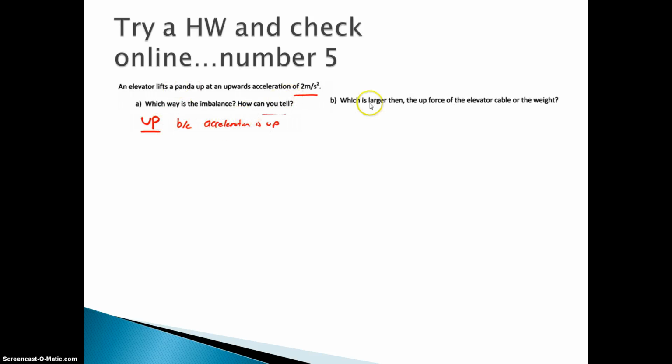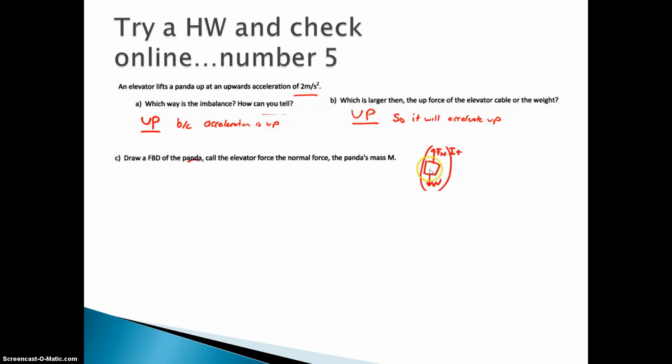Cool. Letter B, which is larger, the up force or the down force? Duh, up force. Because the imbalance is up, you have more up than down. That's the definition of imbalance. Letter C, draw FED of the panda, call the elevator force normal force and the panda's mass m. That should actually read the elevator's mass m. My bad. Here we are. Normal force up, weight down, imbalance positive is up, because that's the way the imbalance is.